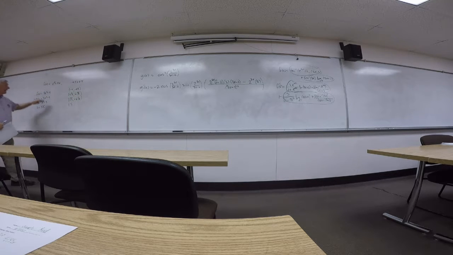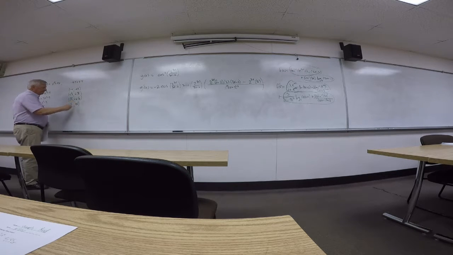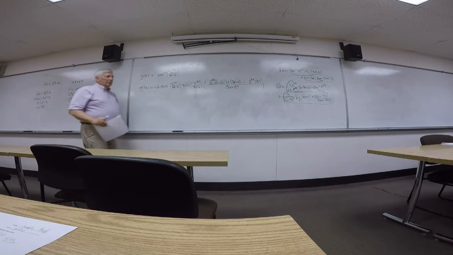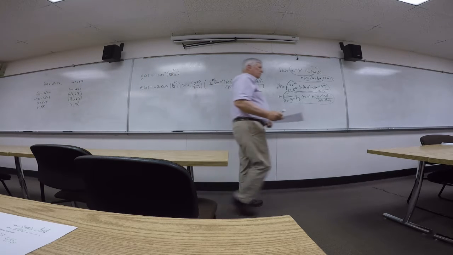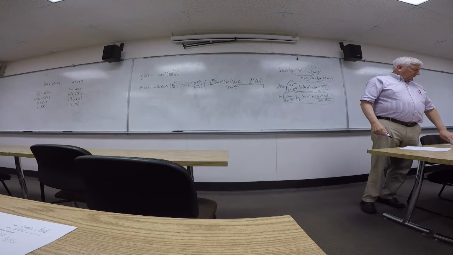And plugging in 5, 125 minus 45 is 80. So those are the 4 points. Now all we have to do is decide what those 4 points represent.